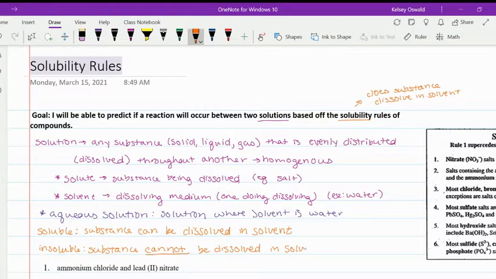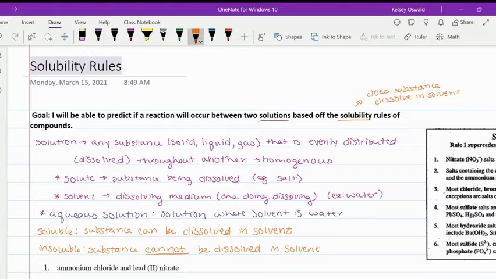If you think about oil, oil is insoluble in water because it's not able to dissolve in that water. Whereas something like, going back to our earlier example, salt, would be soluble in water because it can be dissolved in water. So we are going to be able to determine whether a reaction occurs or not based off of whether something is soluble or insoluble in solution.